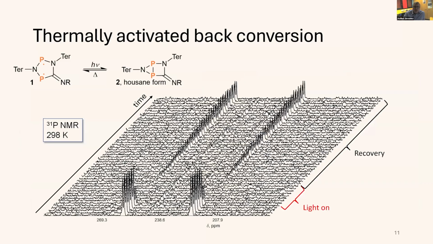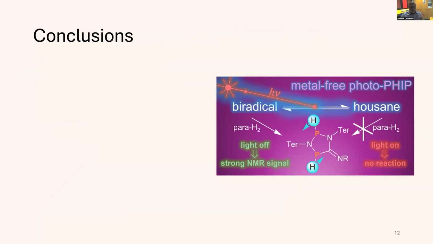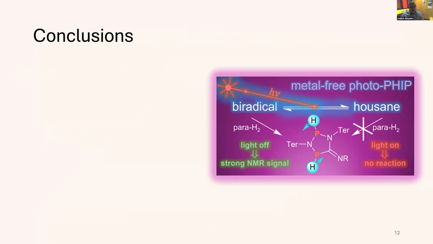Basically, when the light is off, the thermally activated back conversion from 2 to 1 is the rate determining step on the way towards the hyperpolarized product, because the irreversible reaction with parahydrogen is fast. That was shown by independent kinetic measurements of this process, and those support this idea, because the time scales obtained for the back conversion without parahydrogen correlate well with the signal decay observed in the parahydrogen experiments. This slide brings me to my conclusions already.